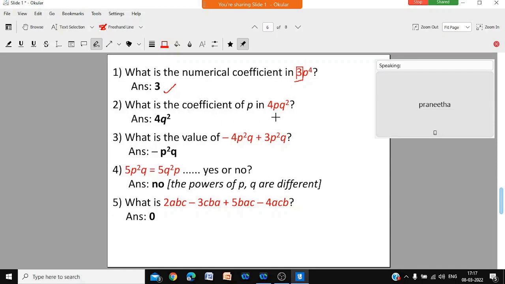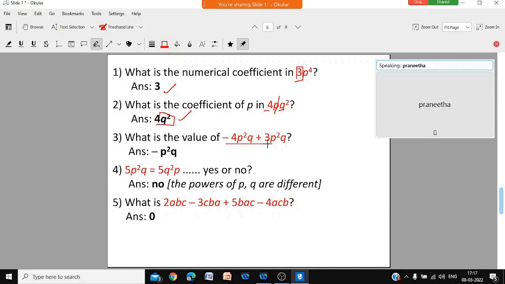The coefficient of p in 4pq square is 4q square. For the coefficient of p, you cancel that p, and you get 4q square as the coefficient of p in this expression.